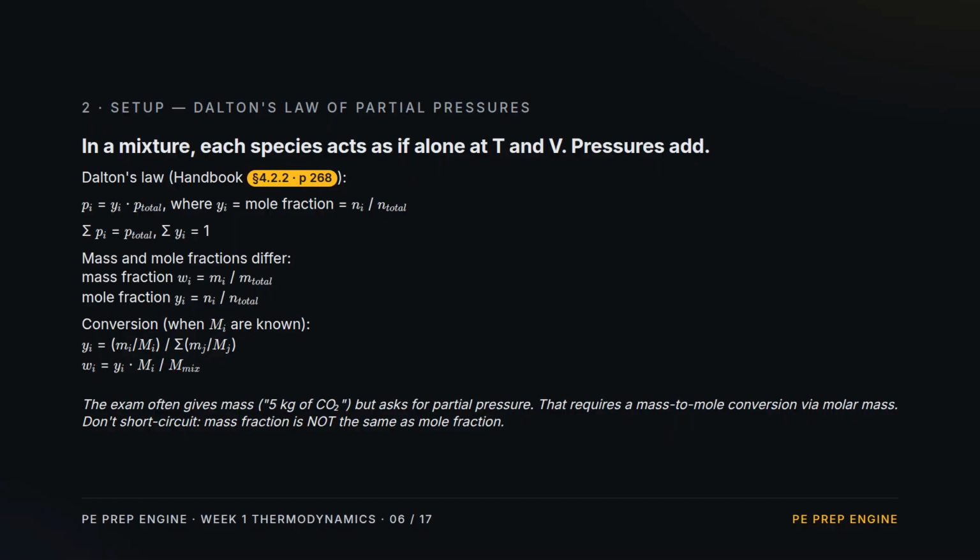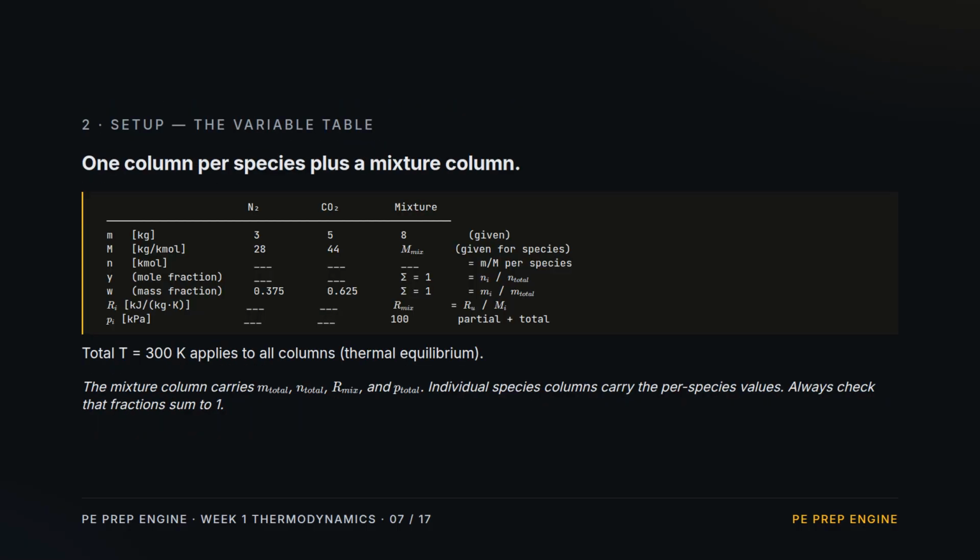Dalton's law of partial pressures. In an ideal gas mixture, each species acts as if alone at the total temperature and volume. Partial pressure equals mole fraction times total pressure. Partials sum to the total. Mole fractions sum to 1. The trap, mass fraction and mole fraction differ, equal only if all species share a molar mass, basically never. The exam gives masses, but asks for partial pressures, which need mole fractions. Always convert through moles.